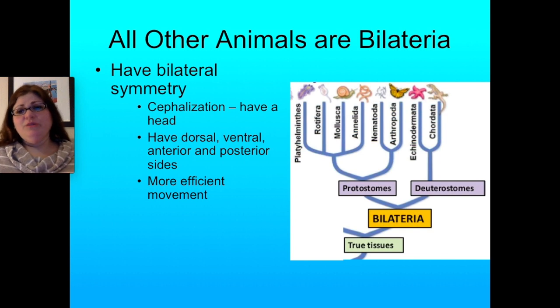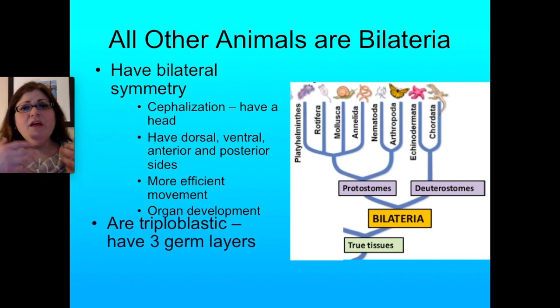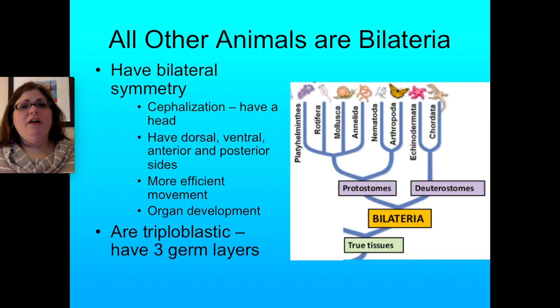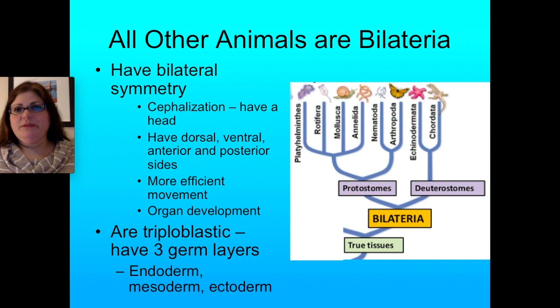Bilateral symmetry also generally provides for more efficient movement. It also allows for more complex organ development. Members of the group Bilateralaria also are triploblastic. That's an important vocabulary term. Triploblastic means that there are 3 germ layers, in other words, 3 tissue layers. So that means the endoderm, ectoderm, and mesoderm. Remember, the endoderm becomes essentially the gut. The mesoderm is most of the other organs, including muscles, and the ectoderm would be the skin and the nerves.